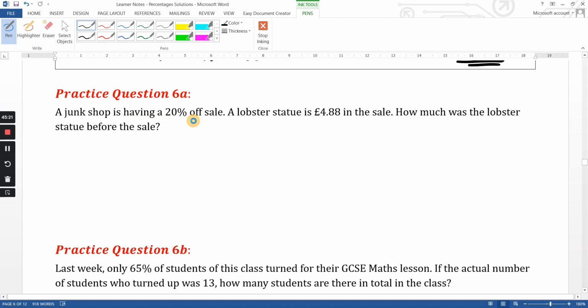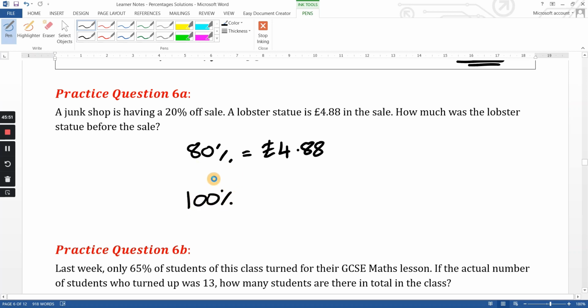So if it's 20% off, and that's the sale price, that means technically we've got 80% of the original, haven't we? If it's 20% off, this represents 80% of the original. So that's going to be 80% is equal to £4.88. Okay, we want 100%.